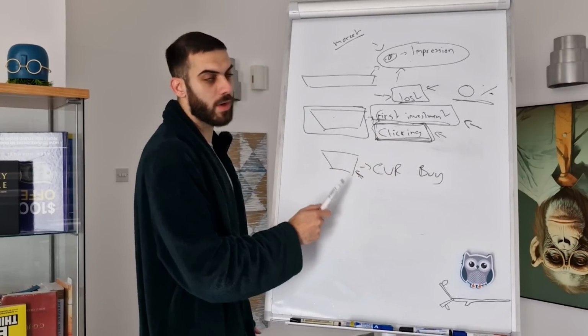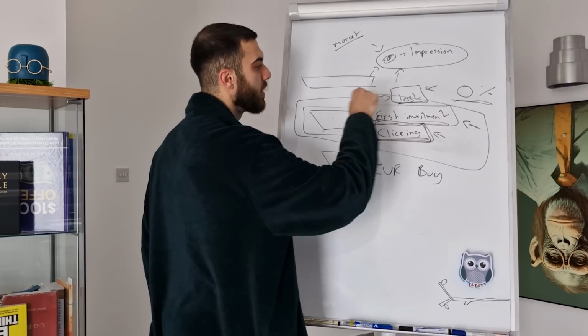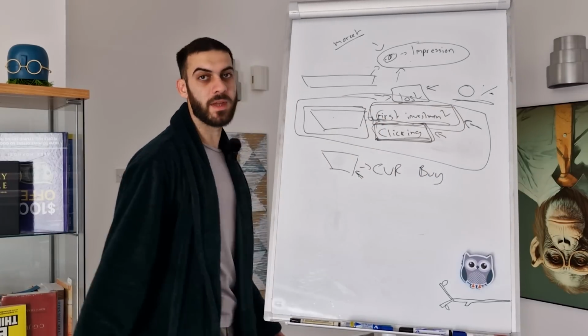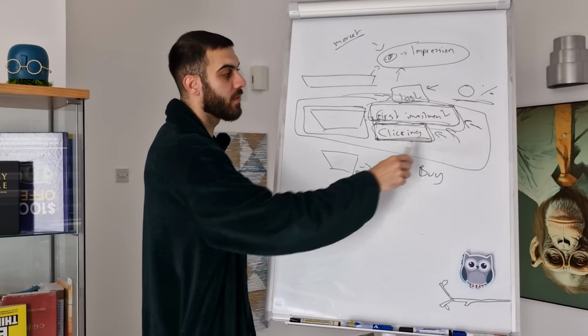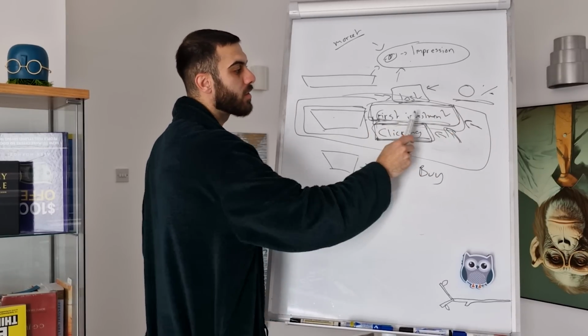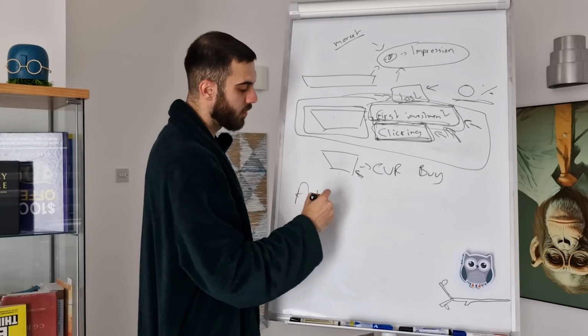The most important part right here is this part right here. The original investment that the client, or the customer, makes on Amazon. They need to give their first investment in your book. Now, how do you get this first investment? Super simple. You need attention.